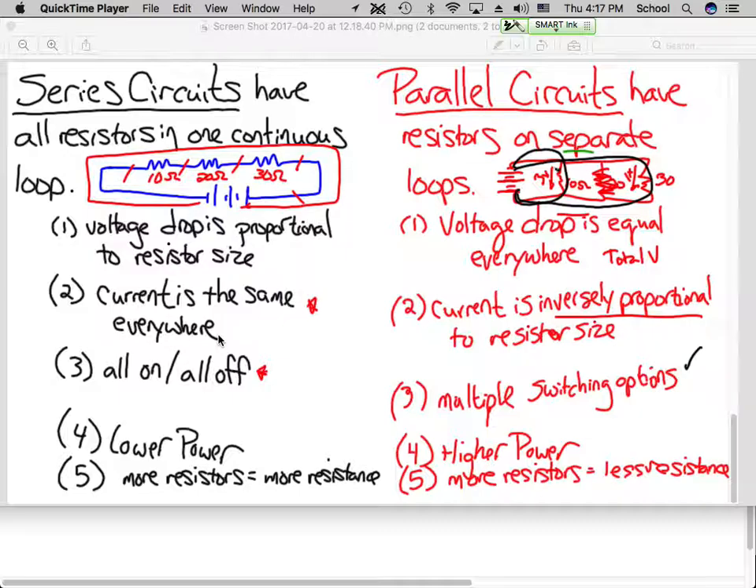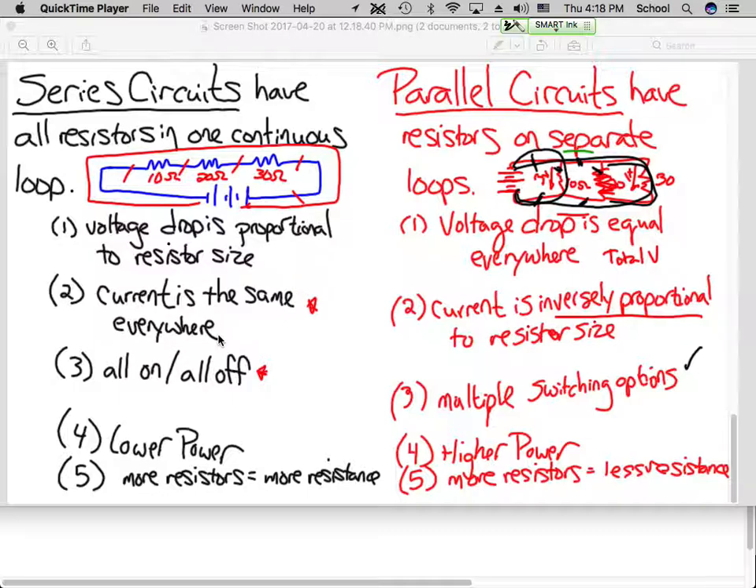I can put a switch just on this branch and just kill the 10. I could put a switch right here and just kill the 20. I could put a switch anywhere in here and just kill the 30. If I put a switch here or here, that would kill everything toward the end, both the 20 and the 30. If I put a switch here or here, it would shut everything off. So there's multiple spots where I can stick a switch and have a different result. In series, no matter where I put a switch, they're all on or they're all off. That's all there is to it.